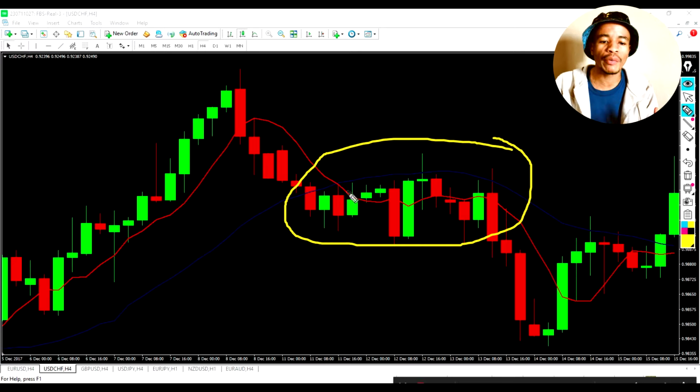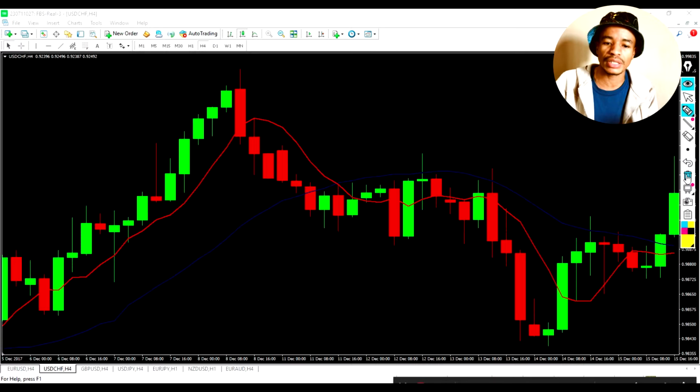Since your confirmation right here took you out on a stop loss, how are you going to now come back to the market? You need to wait up until the market gives you that impulse move, come back to correct, then that's when you can go back in again. So that's the first disadvantage of this strategy.